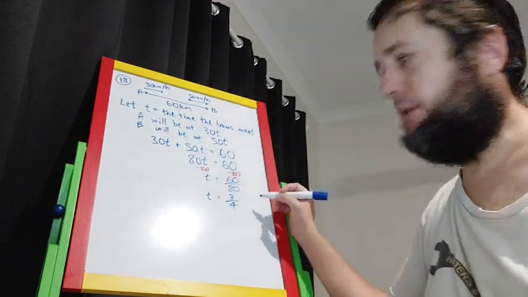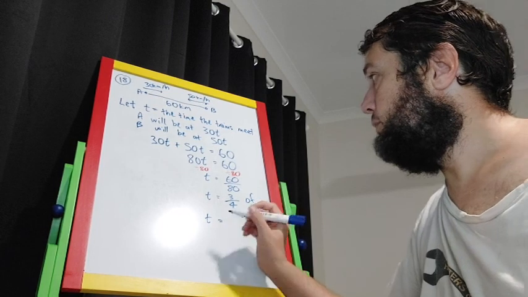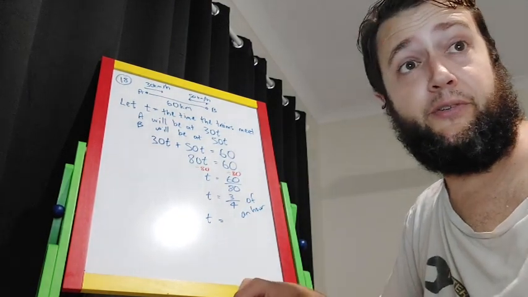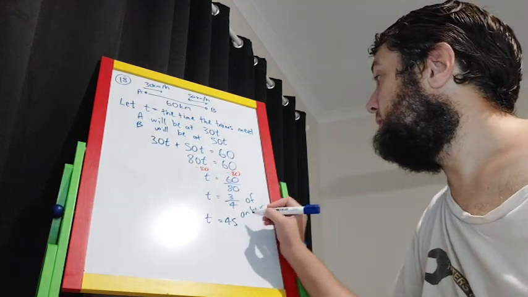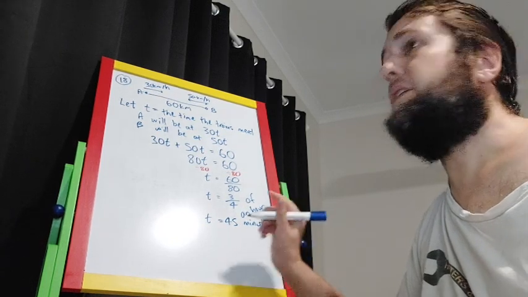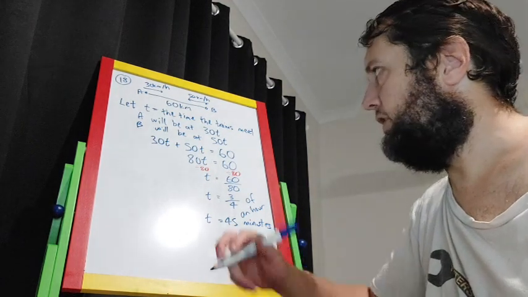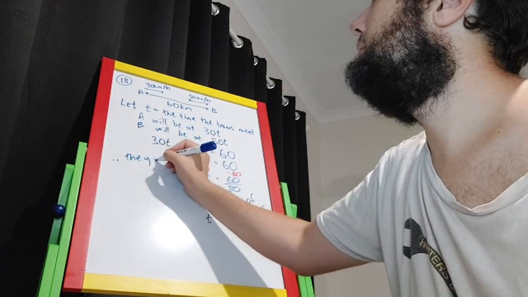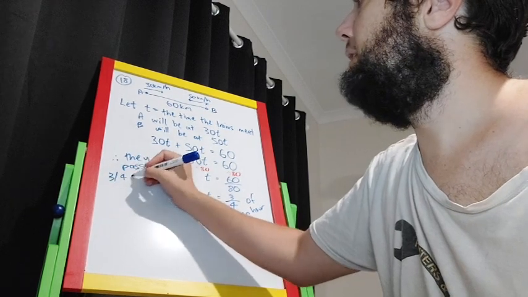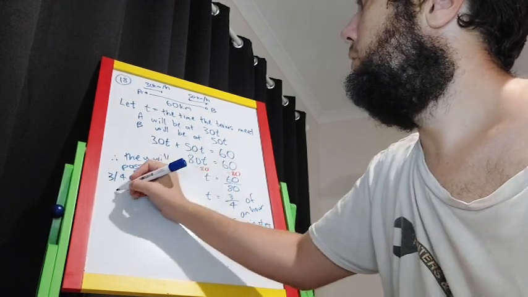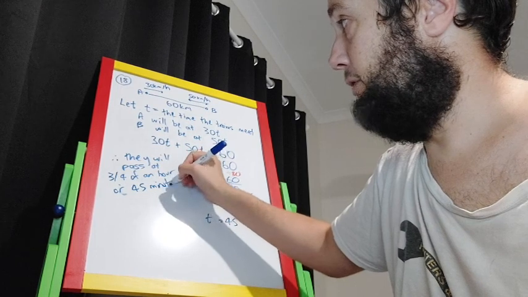Now remember, this was all in hours, so that's 3/4 of an hour. Because you're all brilliant out there, you should tell me, how many minutes is 3/4 of an hour? 1/4 of an hour is 15 minutes. 3/4, you could also write it as 45 minutes. That is when they will cross each other. So they will pass at 3/4 of an hour or 45 minutes, depending on how you want to measure it.